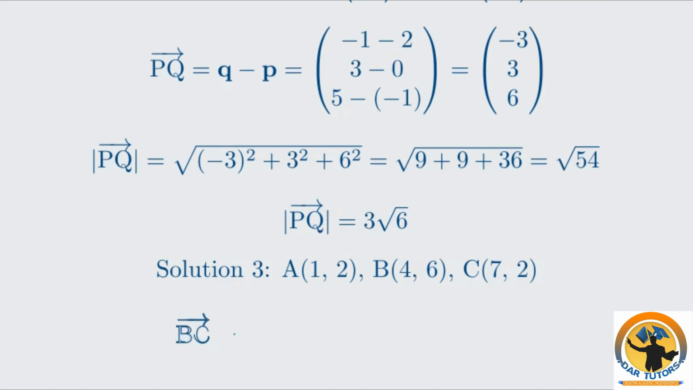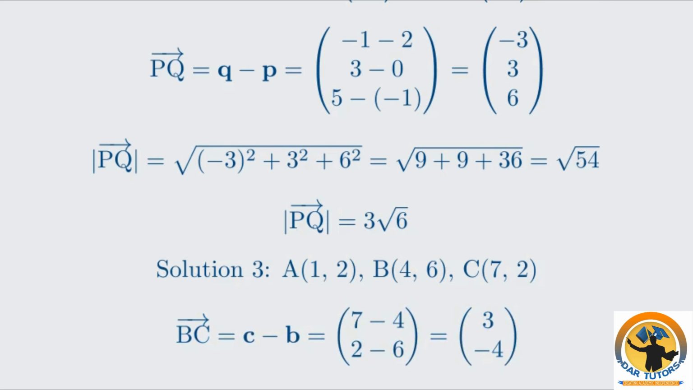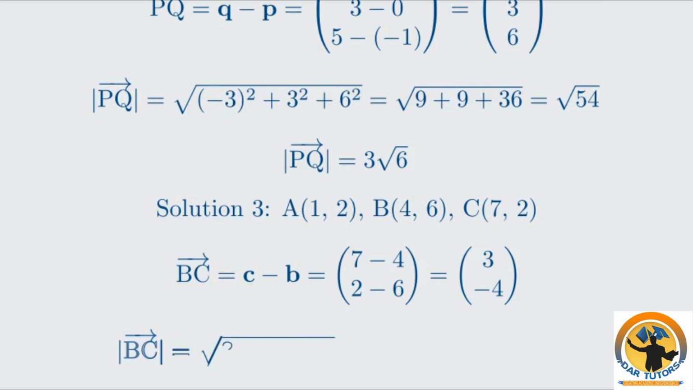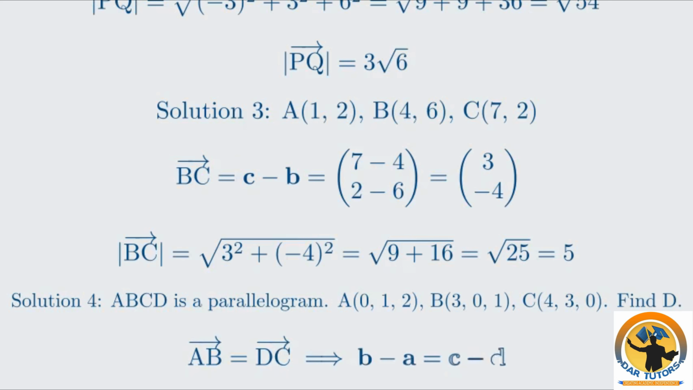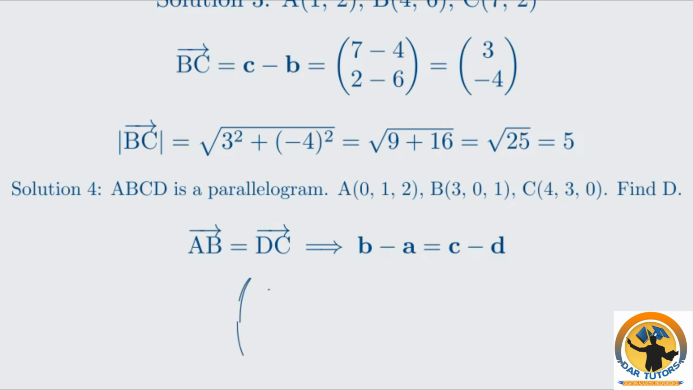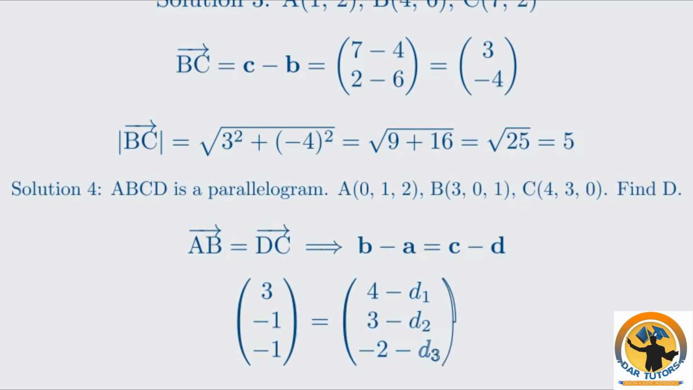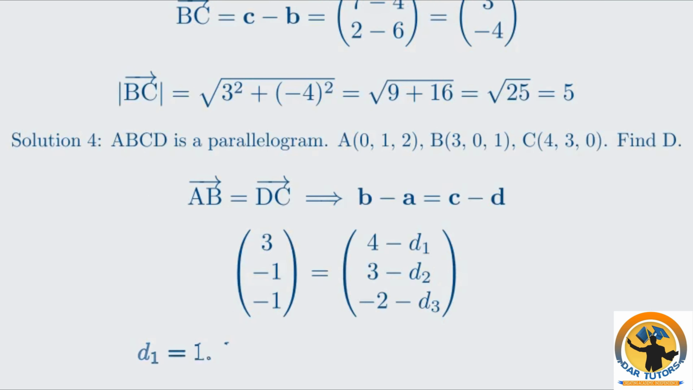For question 3, the vector BC is C minus B, which is (3, -4). The length of BC is the square root of 3 squared plus (-4) squared, which is the square root of 25, or 5. For question 4, we use the property that AB equals DC. This gives us the equation (3, -1, ...) equals (4 minus D1, 3 minus D2, -2 minus D3). Solving for the components of D, we find D is (1, 4, 3).